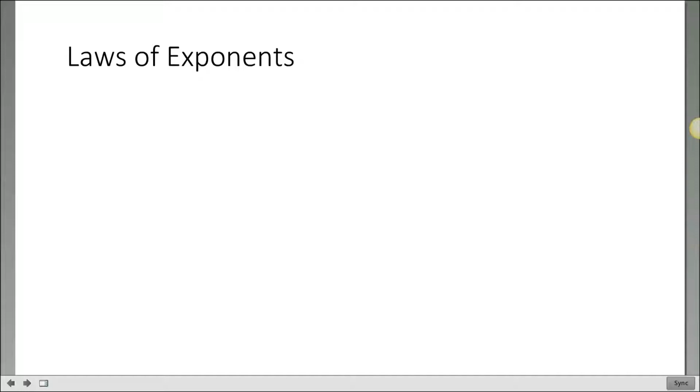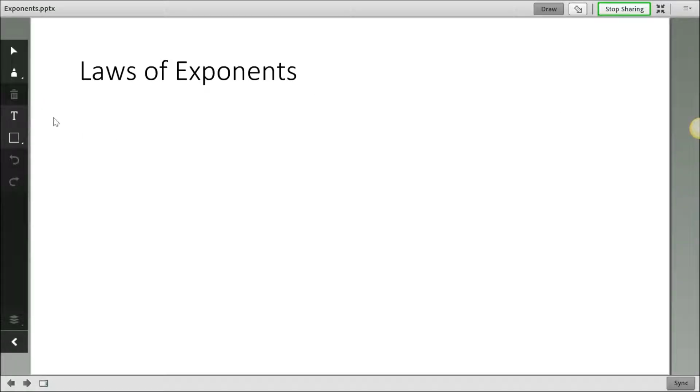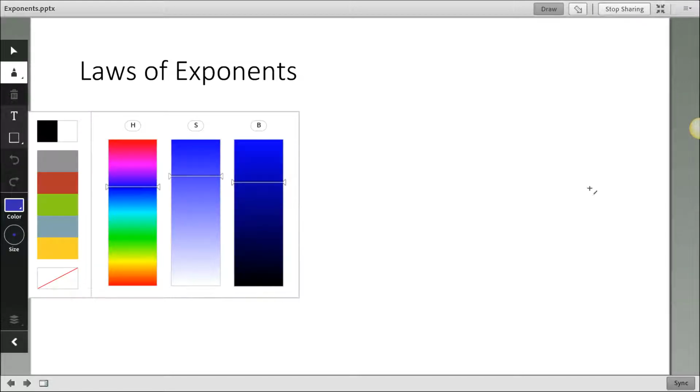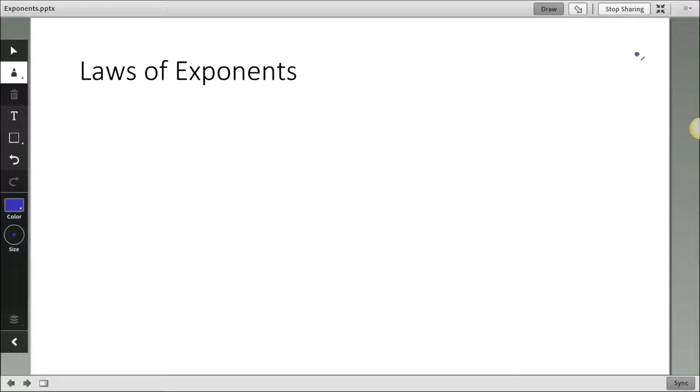So let's start off by looking at, I said laws, but it's the rules of exponents. There's a few, so let's go through them quickly. These are in the lesson, so you can review these through the lesson. All right, so here's the one that's probably used the most. It's the product of powers rule.